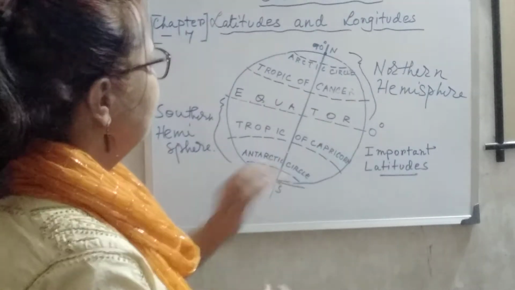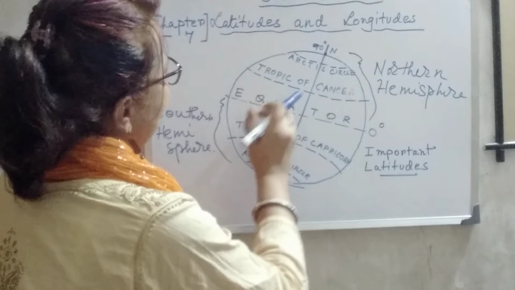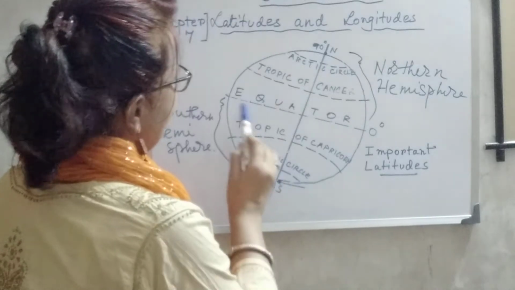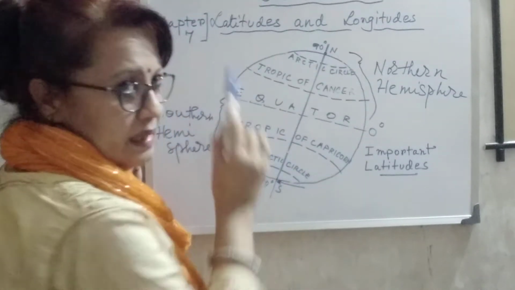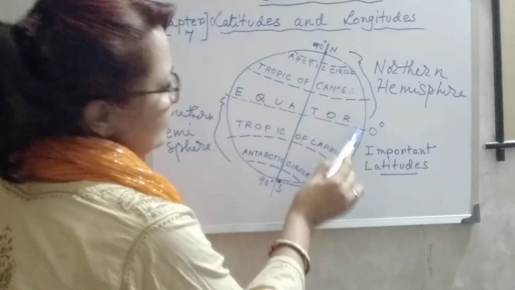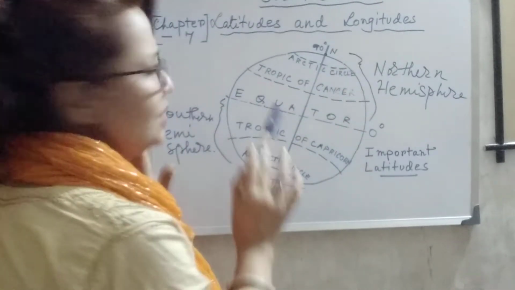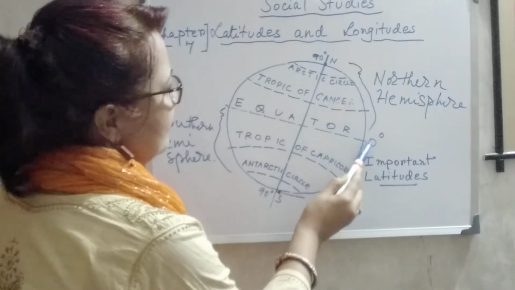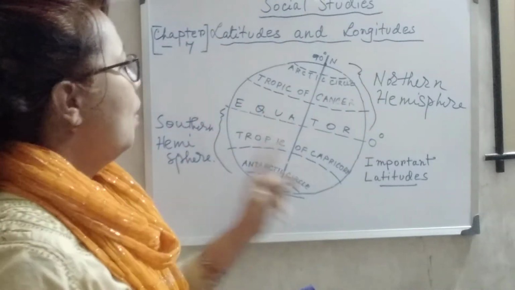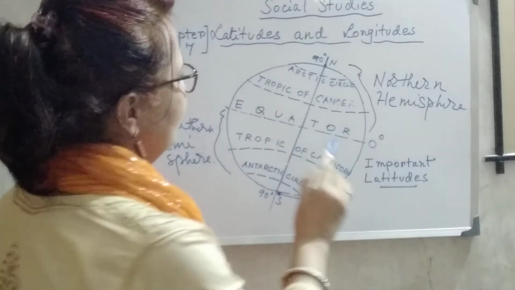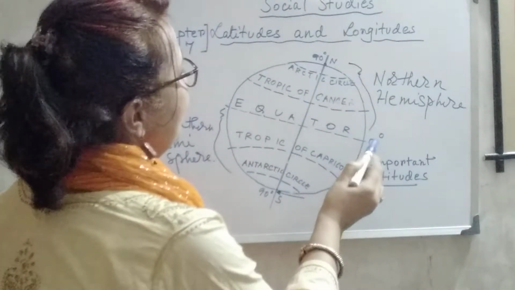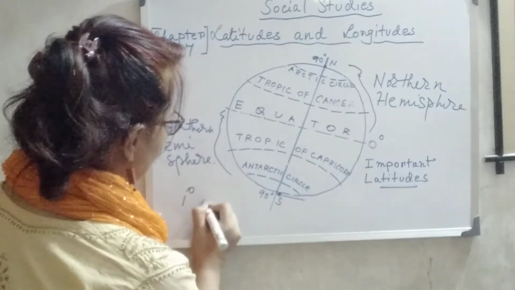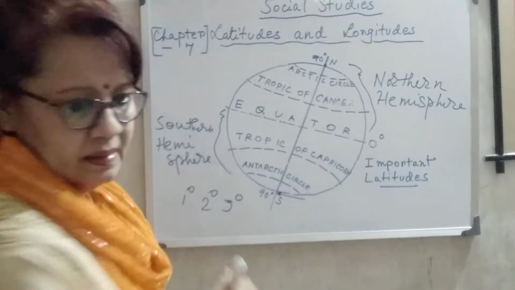And there are some important latitudes. From the equator to 90 degrees north, there are 90 latitudes. And from the equator to 90 degrees south, there are 90 latitudes. 90 plus 90 and the equator, total 181 latitudes are there. Among them, I'm showing you some important latitudes. The equator is the main one. And always note that when we write about latitudes, we write them in degrees, just like 1 degree, 2 degree, 3 degree.